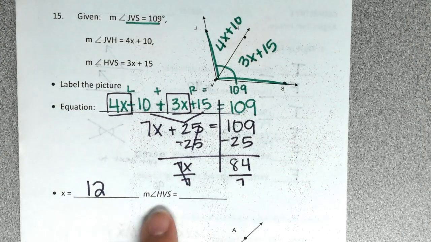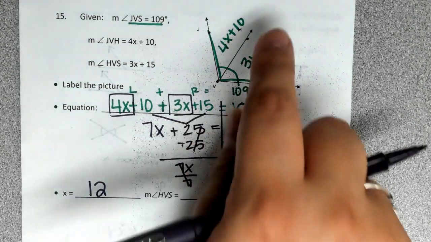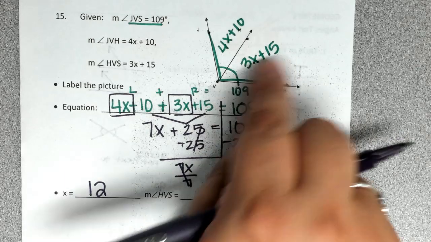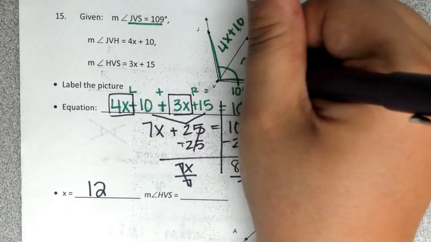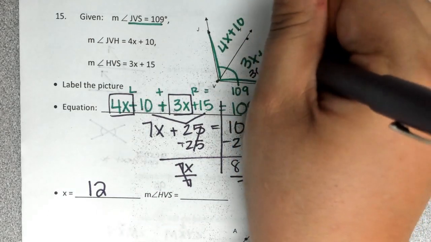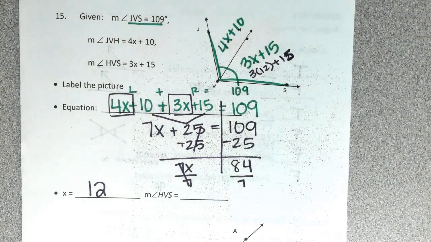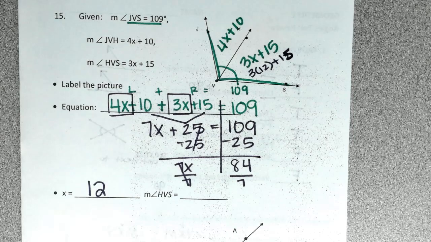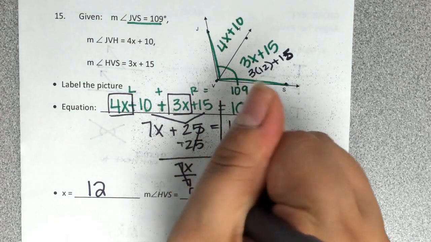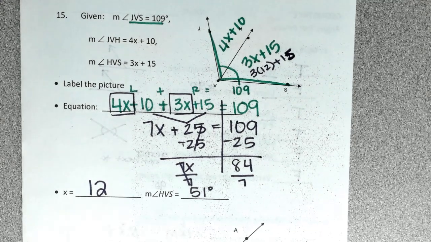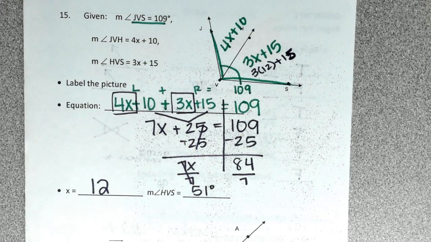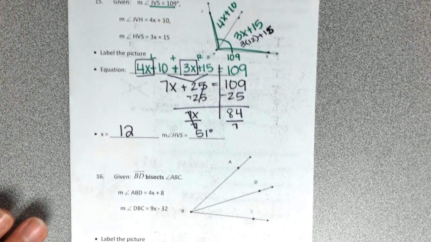It wants to know what HVS is. H to V to S is this 3x plus 15. So I'm going to plug in 3 times 12 plus 15, not 5, 15. 3 times 12 plus 15 is 51 degrees is my answer. Write that down if you need help.